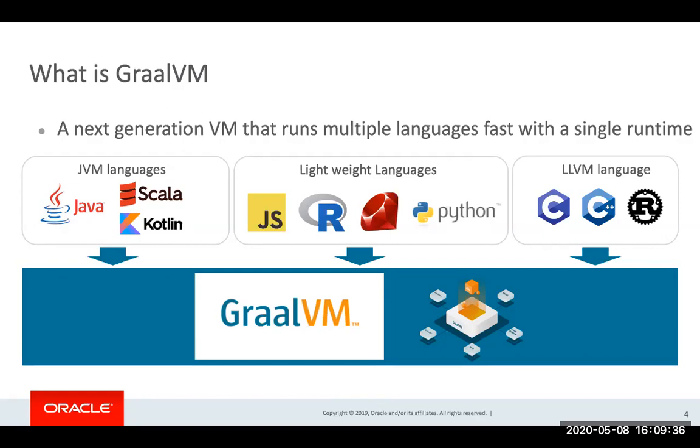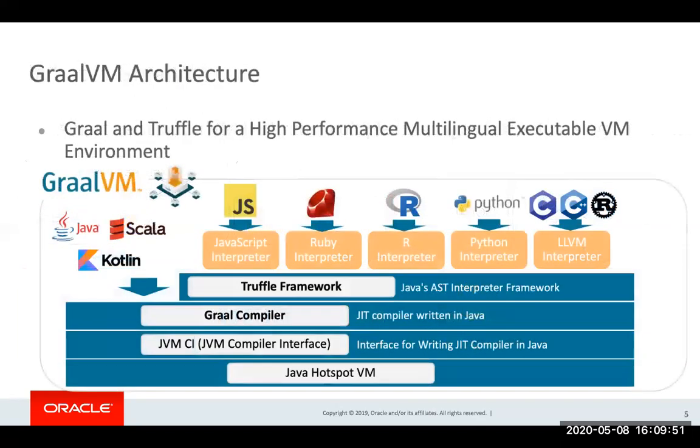GraalVM is what you see on the bottom, along with the set of JVM languages, these lightweight languages, and also LLVM bitcode, so that you can have interoperability with C, C++, and Rust as well. There are some newer ones like WASM that I didn't update in there. In a nutshell, the GraalVM architecture has Truffle, for a high performance multilingual, what we call context switch, executable VM environment, so that it runs on top of HotSpot, and we have a compiler interface layer, and you can see the compiler and also the Truffle framework.